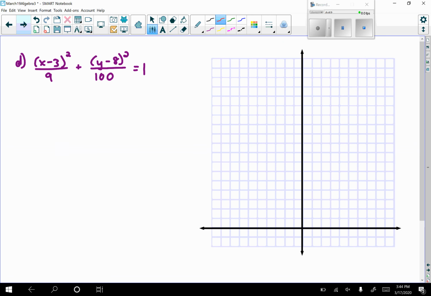All right, looking at D, also looks very similar, a center that's not at the origin. And just to let you know, if you didn't already try graphing this, the center is going to actually be at 3, 8. So if you notice, I adjusted my graph in order to fit this on the coordinate plane here. We have 100 in our second denominator, so that tells me A squared is 100. Again, another vertical ellipse, meaning our major axis runs vertically, so A is 10. And then B squared is 9, so B is 3. So my center is at 3, 8.